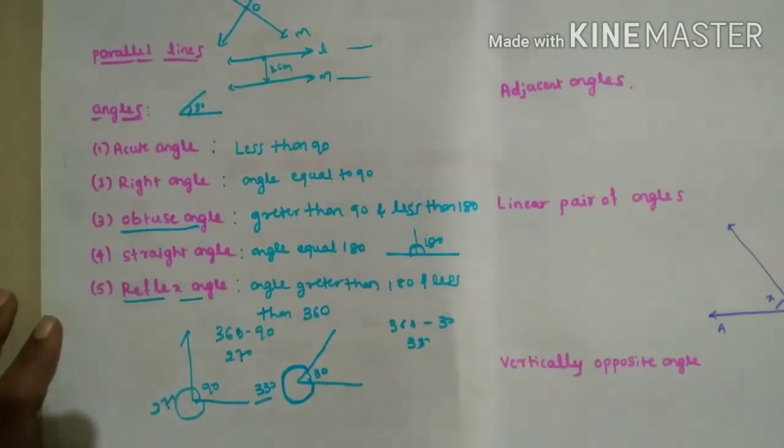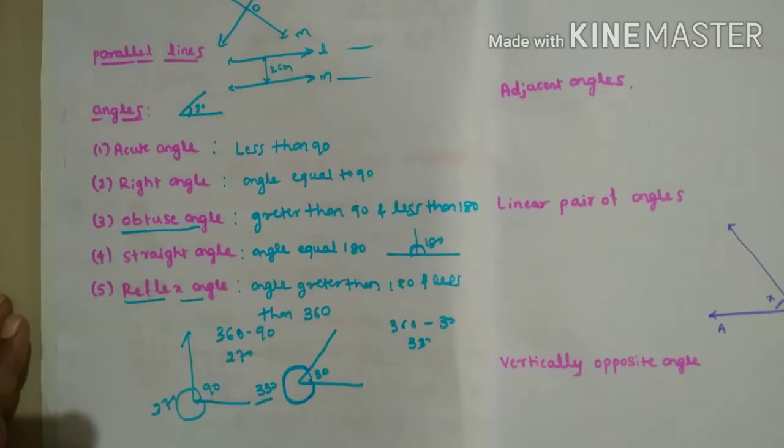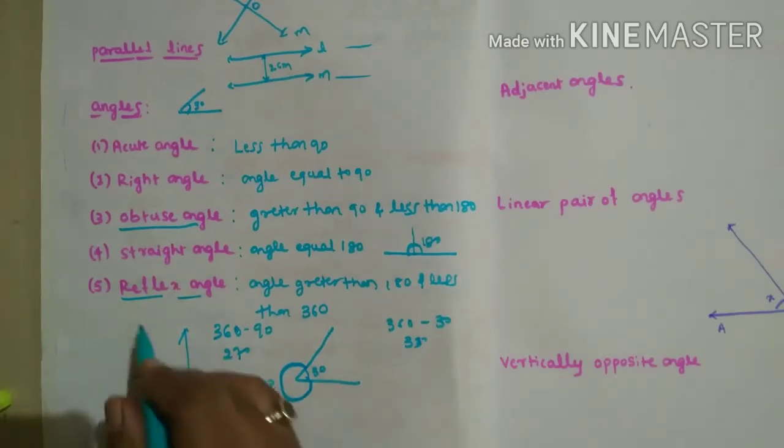They will ask you sometimes what is the reflex angle of 20 degree. For 20 degree, you have to subtract 20 from 360, then 340 is the reflex angle of 20 degree. Suppose reflex angle of 60 degrees, 300 is the reflex angle of 60 degree. Like that you have to write it. I hope you understood about the reflex angle.